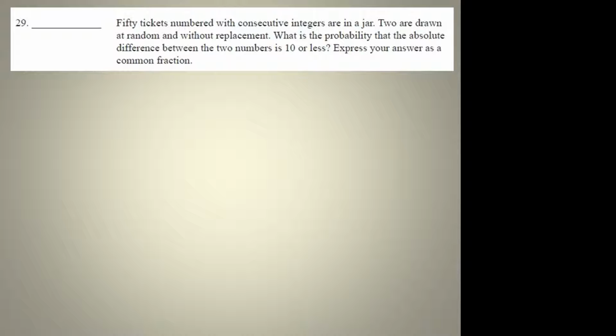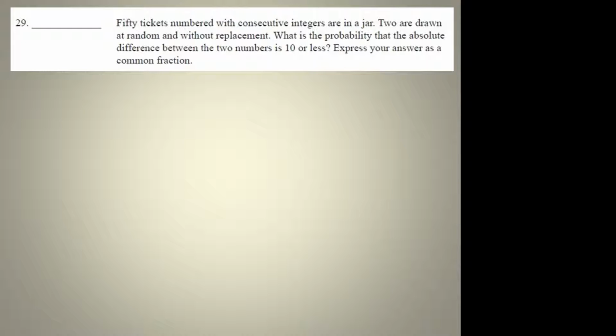Number 29. 50 tickets numbered with consecutive integers are in a jar. 2 are drawn at random and without replacement. What is the probability that the absolute difference between the two numbers is 10 or less? Express your answer as a common fraction.